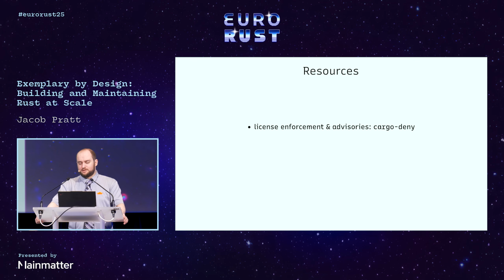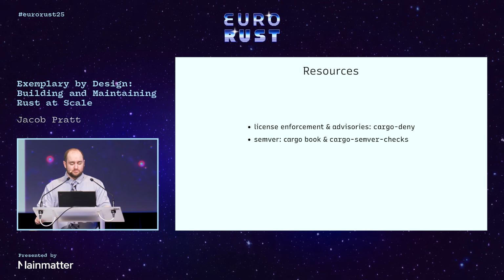Without going into detail on these due to time constraints, here are some additional resources that can help you maintain a large Rust codebase and write idiomatic code. For license enforcement and security advisories, check out cargo deny, which can be configured to your needs and be run in CI. For checking semver compatibility, the cargo book has a chapter detailing many types of changes, whether they're major or minor changes, and the cargo-semver-checks tool can help automate checking weird edge cases that are easy to miss.